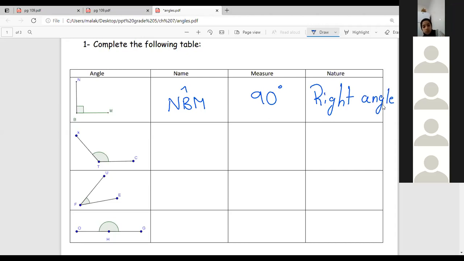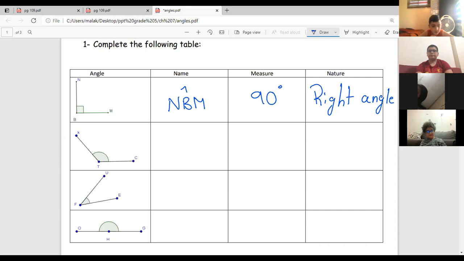The acute angle is less than 90. Study them, please. The obtuse angle measures how much? Bigger than 90. Bravo, excellent.